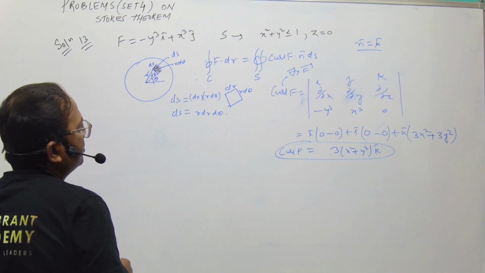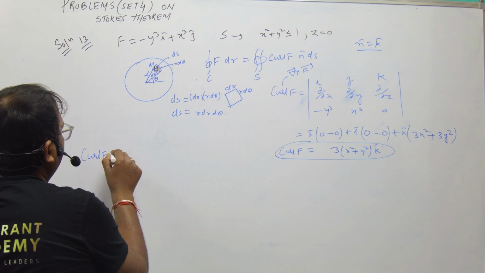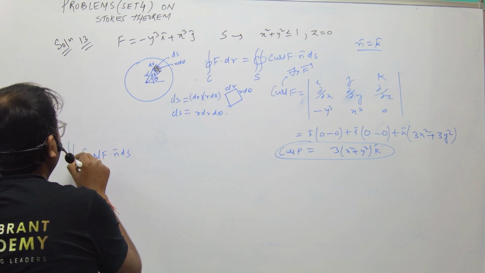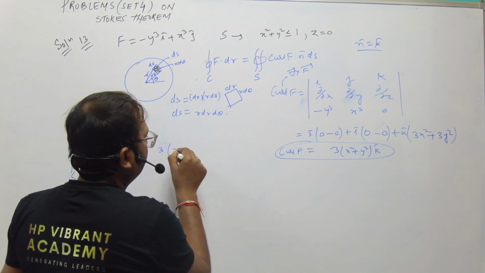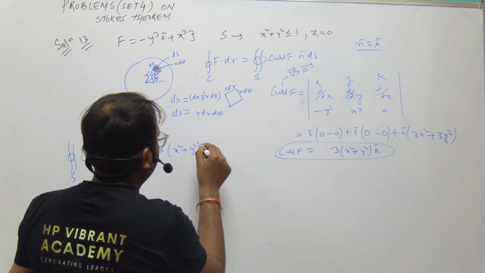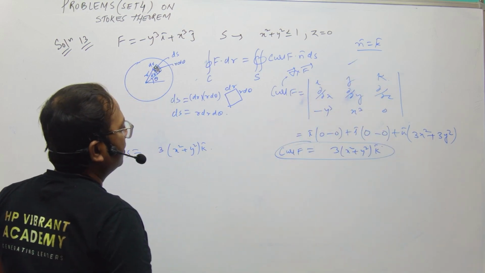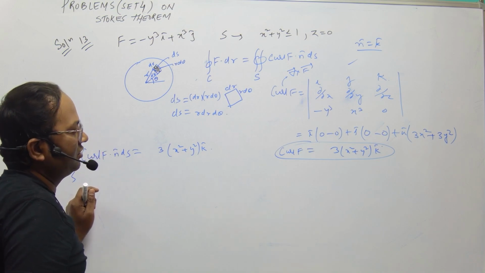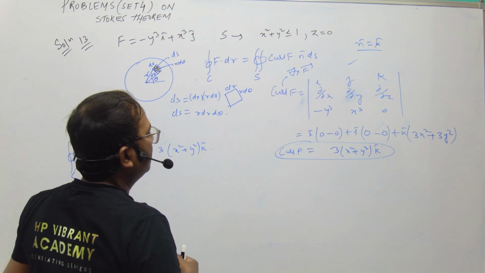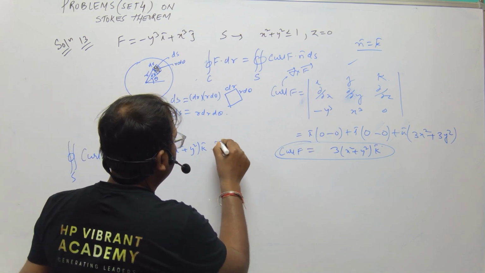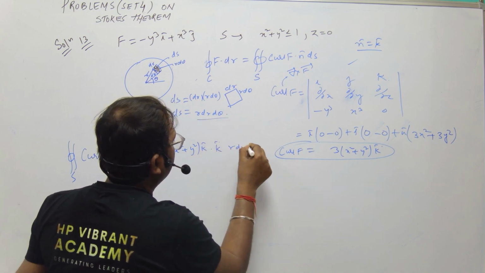So we have the expression for curl of f dot n cap ds along the surface S. This is equal to, curl of f is 3 times x square plus y square k cap, dot n cap. n cap is k cap because our circular disk is lying in the xy plane, so the unit vector along the outward normal will lie along the k cap. So this is k cap and ds we can write as r dr d theta.